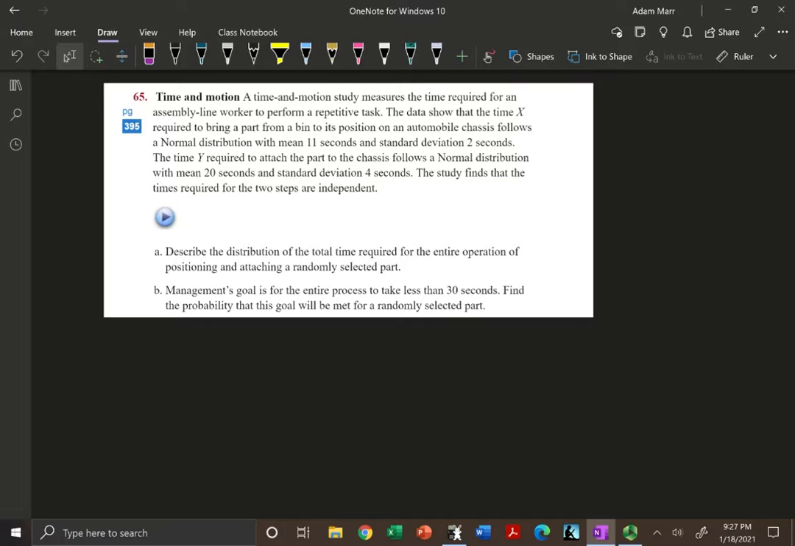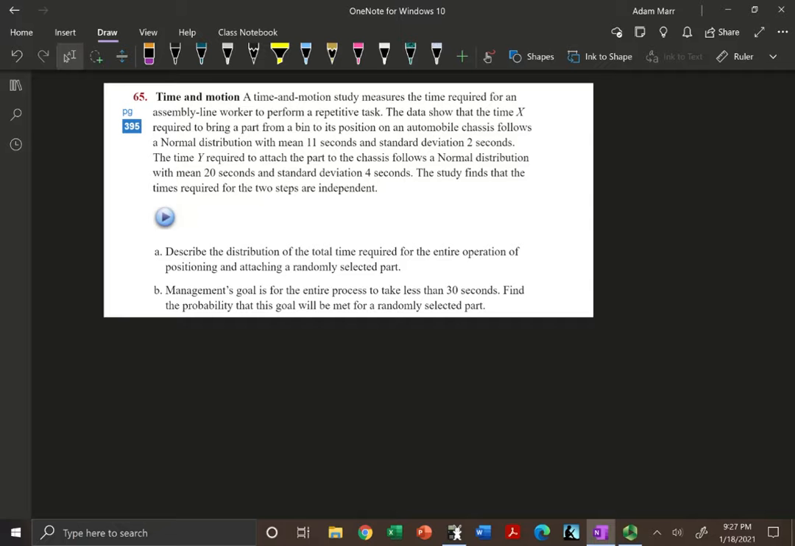Time and motion. Let's see here. Time and motion study measures the time required for an assembly line worker to perform a repetitive task. The data show that the time X required to bring a part from a bin to its position on an automobile chassis follows a normal distribution with mean of 11 seconds, standard deviation of 2 seconds. The time Y required to attach the part to the chassis follows a normal distribution with mean 20 seconds, standard deviation of 4. The study finds that the time required for the two steps are independent.